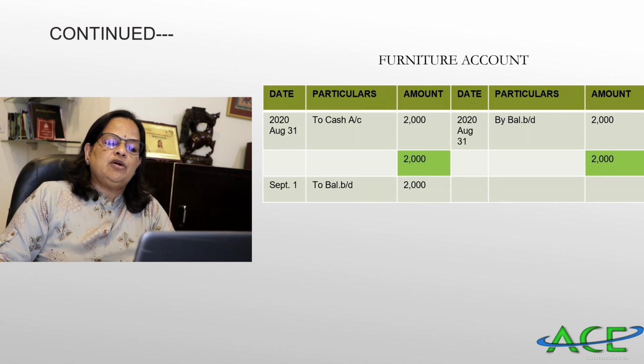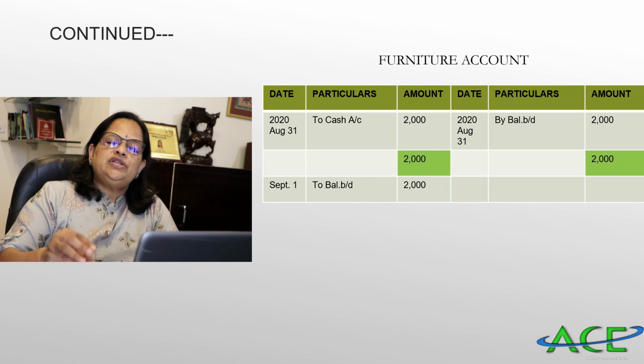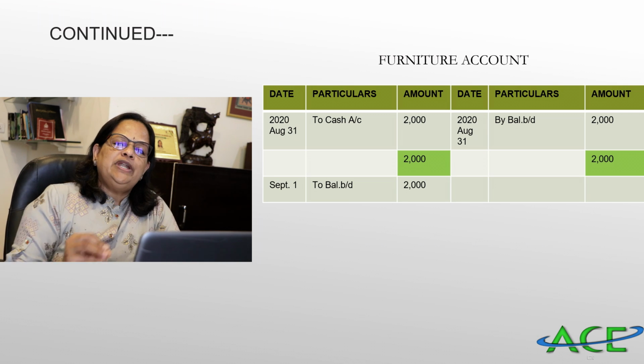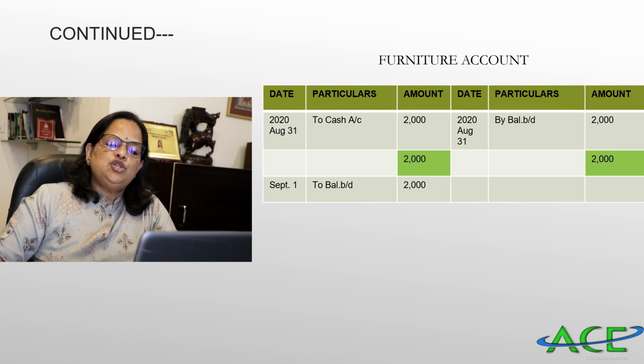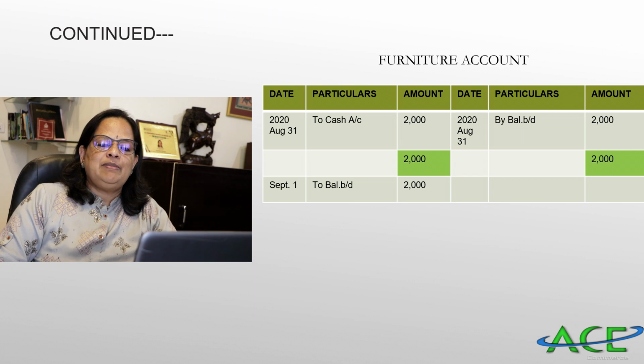Next is the furniture account. August 31st, to cash account 2,000. There is no credit entry, so on the credit side, by balance carried on 2,000. It will come as a debit balance, opening balance, that is to balance brought down 2,000. This will appear on the debit side of the trial balance.